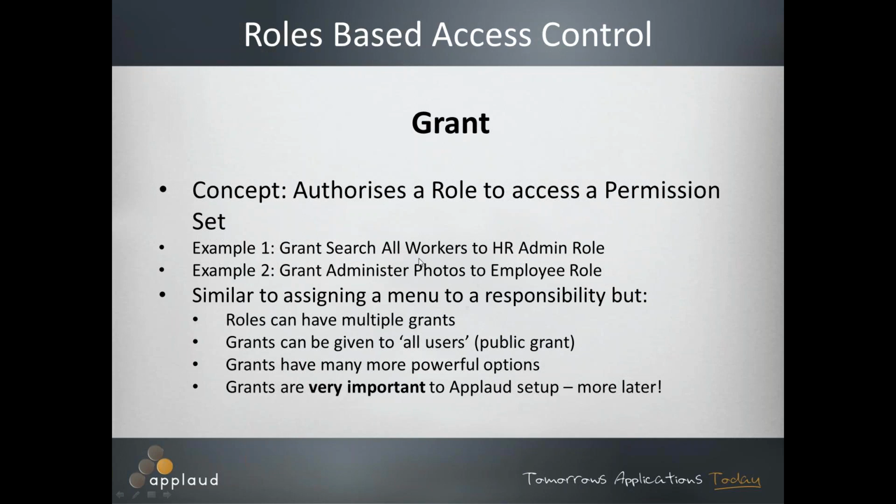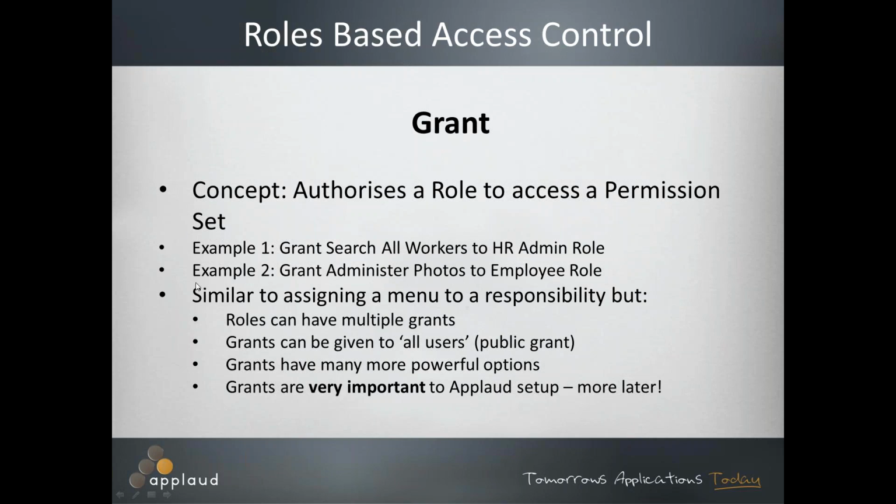Examples here: grant search all workers to HR admin role. So that's something where we talked about the permission set, being able to search all workers, and we talked about the role of HR admin. This grant would connect both of those together. Granting administer photos to the employee role is another example here, where if you wanted to give employees the ability to create, delete or update photos, that grant would connect that permission set, administer photos, to that role employee.